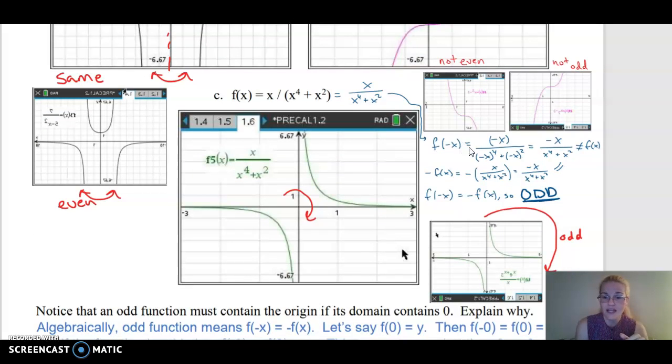So if you plug in negative x, the denominator, because they're both even exponents, the negative doesn't make a difference. So we end up with negative x over our denominator. So it's clearly not going to be even. f of negative x is not f of x. But it is odd because negative f of x is just negative x over x to the 4th plus x squared. So it's odd. And again, you can see in the picture, if you were to rotate it 180 degrees, it's exactly the same graph.